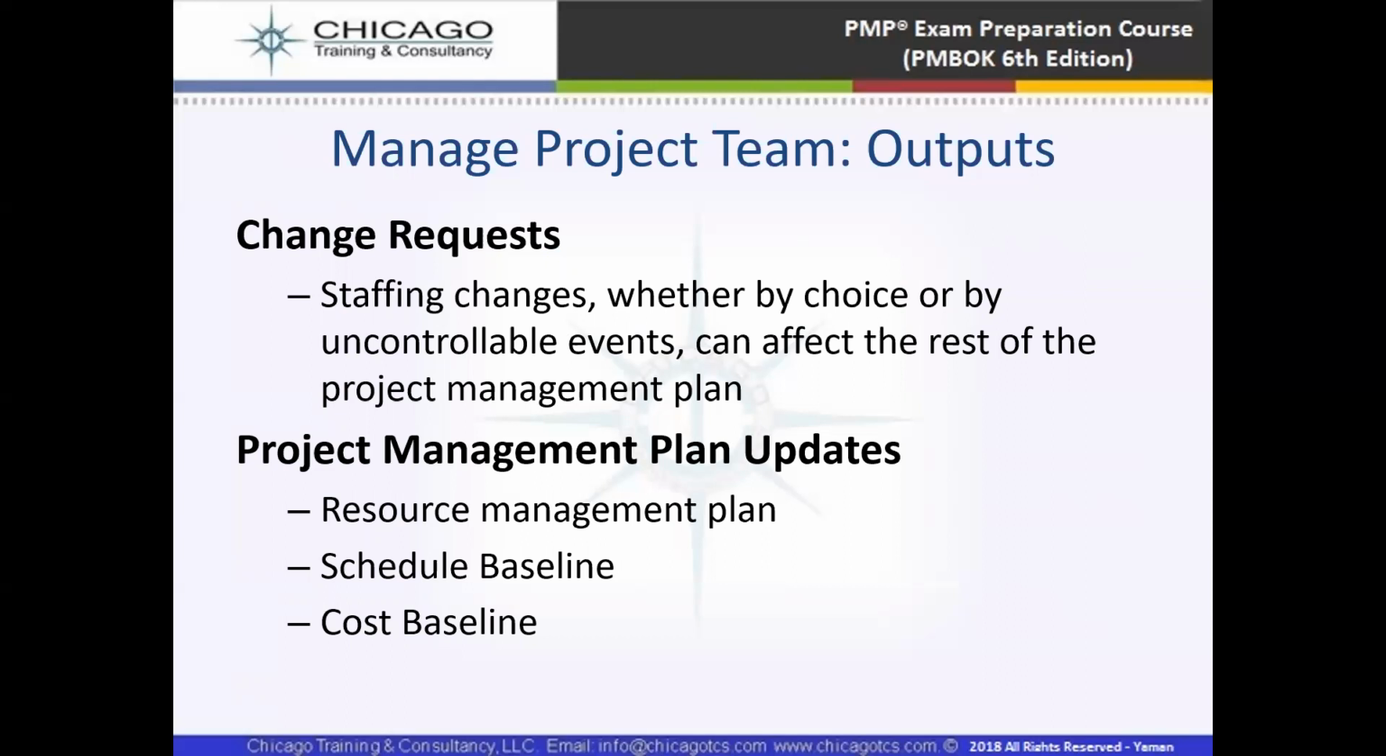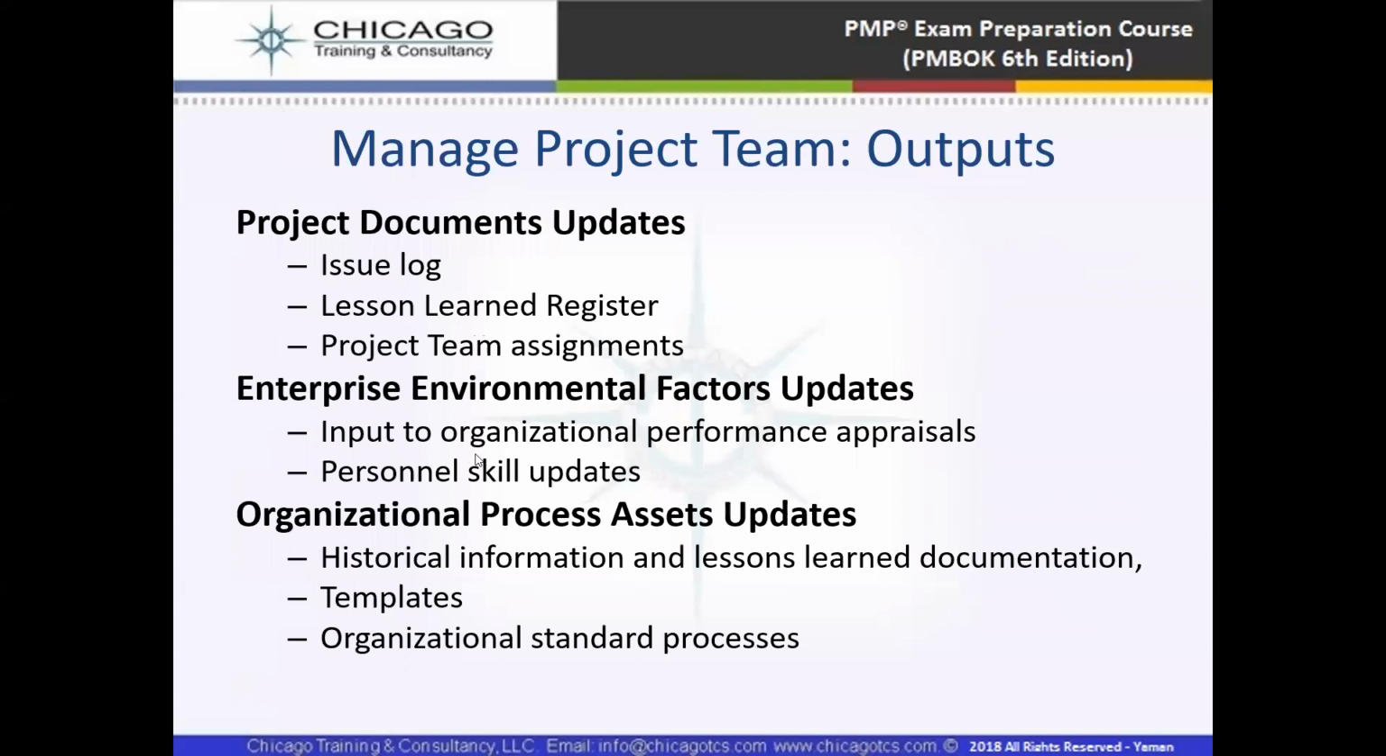And then in the outputs, we have change request updates, like staffing changes, whether by choice or by uncontrollable events, which can affect the rest of the project team management plan. And then we have project management plan updates, like the resource management plan, the scope baseline, the schedule baseline, and the cost baseline. We also have updates to the project documents, like the issue log, lessons learned, and the project team assignments.